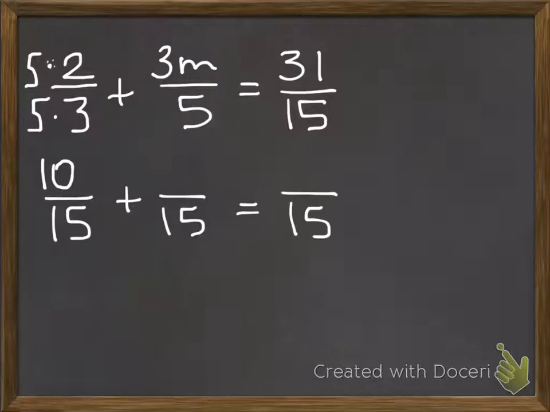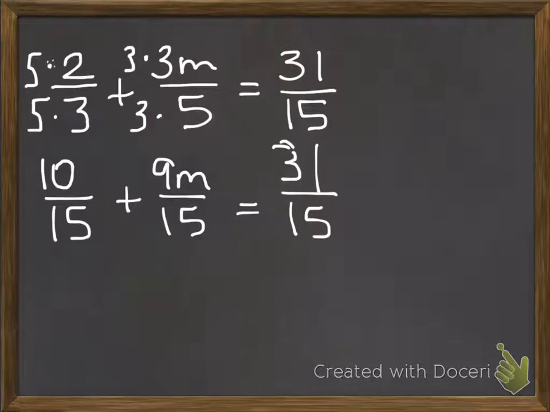There we go. Okay. And on the 3m over 5, we changed our denominator to 15. What do you do to the 5 to change it to a 15? Times it by 3. So what do we do to the top? Times it by 3. So what is 3 times 3m? 9m. All right. What about our 15? Did we have to do anything to it? Nope.